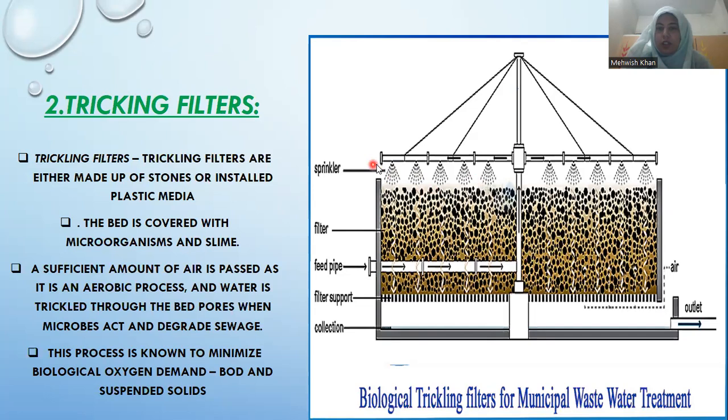So you can see here, this is what the whole trickling filter looks like. You can see there is a filter support here. Okay, this is a filter support. Here, this is a feed pipe. And this is a filter that is basically stones. That filter is made up of pebble stone, or you can say plastic media.